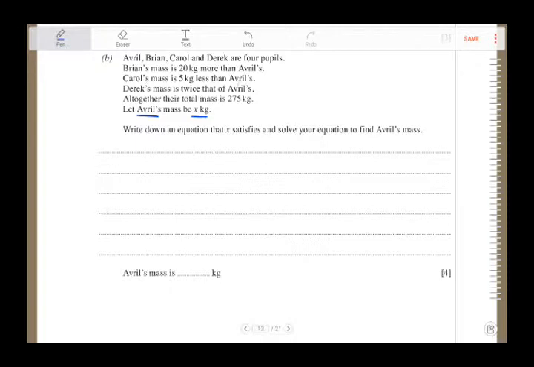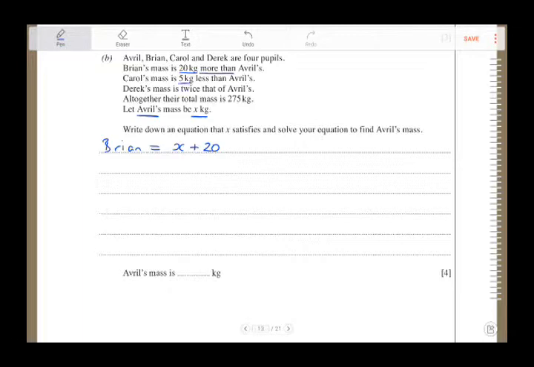And if you notice, Avril's name appears in all 3 statements here. So we're going to work out Brian's, Carol's and Derek's mass, because they're all linked to Avril's, and we've been told to let Avril equal X. Okay, so Brian, first, let's work out his. He's 20 kilograms more than Avril. Well, 20 kilograms more than X is X plus 20. More than is just add 20. Okay, so that's what was important there.